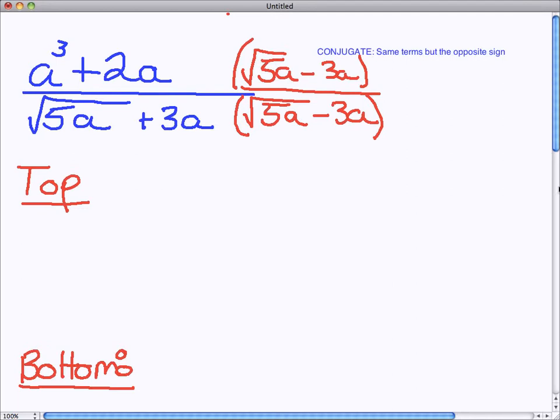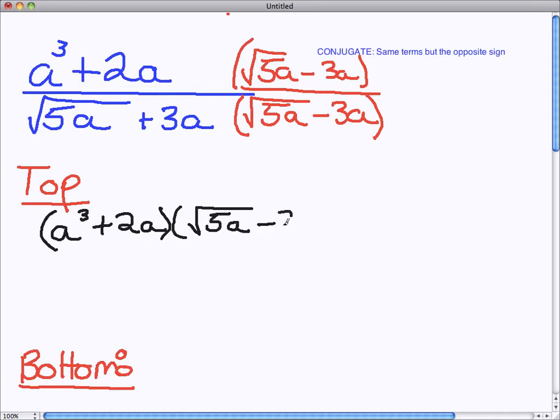Now this is going to require a fair amount of algebra and a fair amount of multiplying, so we're going to tackle it one piece at a time, which I think is often easier than looking at it as a whole. We're going to look at the top first, and just ignore the bottom right now. We'll get there. We're going to multiply a cubed plus 2a times the square root of 5a minus 3a. This involves doing some foiling because we have a binomial times a binomial, and we get to use our little FOIL trick to help us remember.